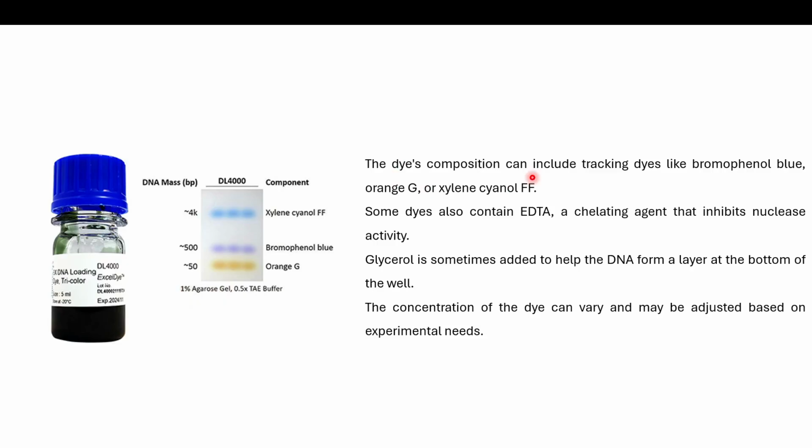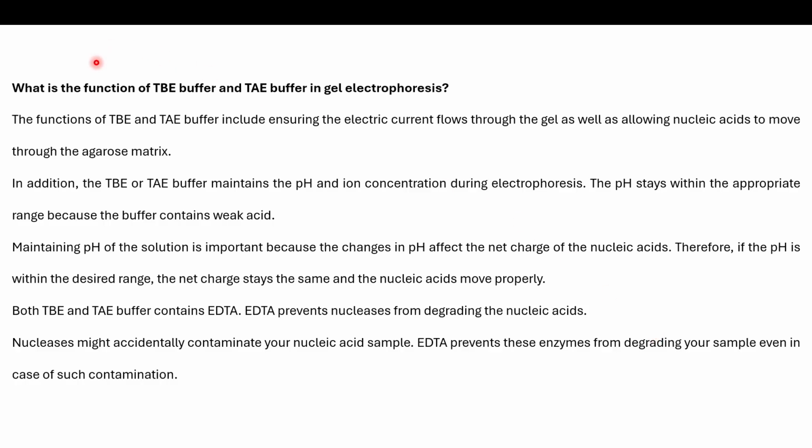So the loading dye composition can include tracking dyes like bromophenol blue, orange, and xylene cyanol. Some can also contain EDTA, which inhibits nuclease activity. Glycerol is added to help the DNA form a layer at the bottom of the well. The concentration of the dye can vary and may be adjusted according to experimental needs.